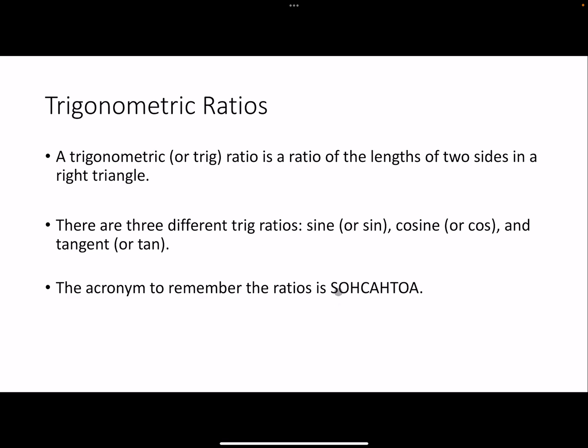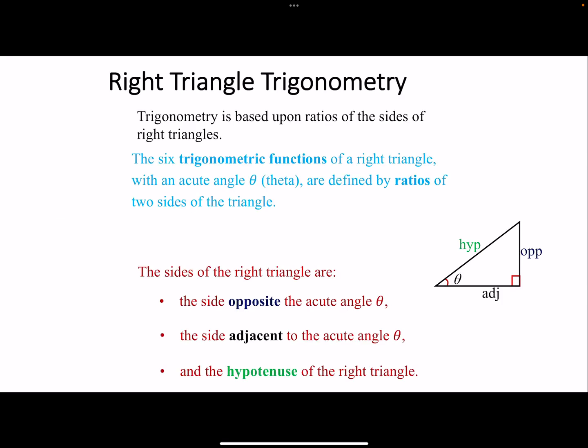Okay? SOHCAHTOA. What does that mean? Let me explain the next few slides first before we start understanding what OH, AH, and OA might mean. Yes, all the O's mean the same thing, all the A's mean the same thing, and the H's mean the same thing as well. I think you already guessed S, C, and T stand for sine, cosine, and tangent.